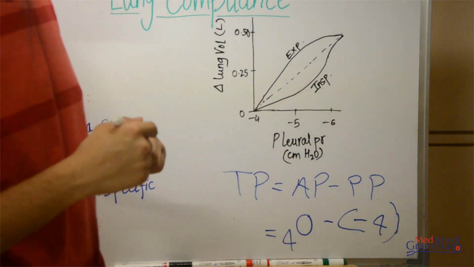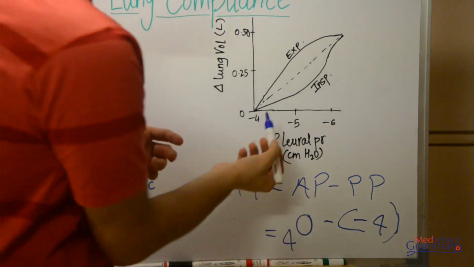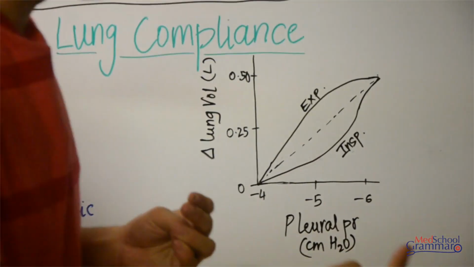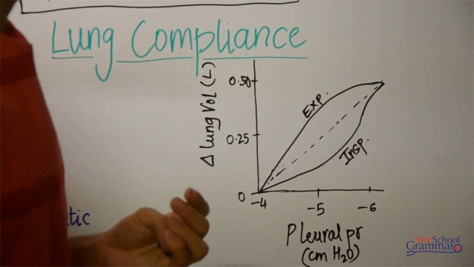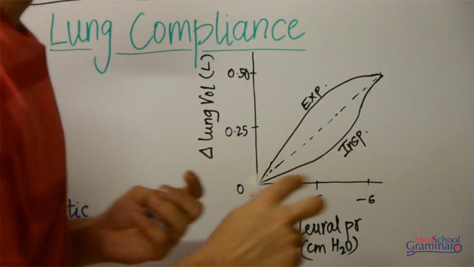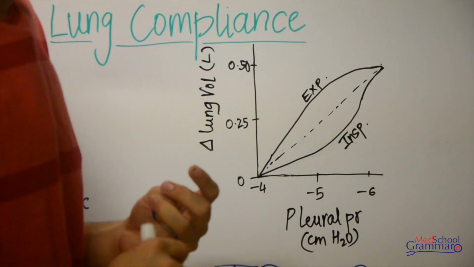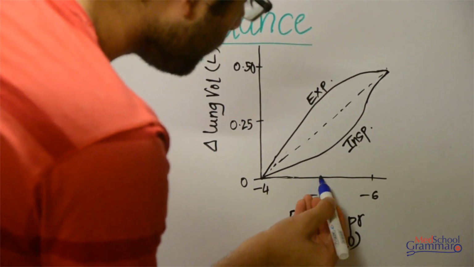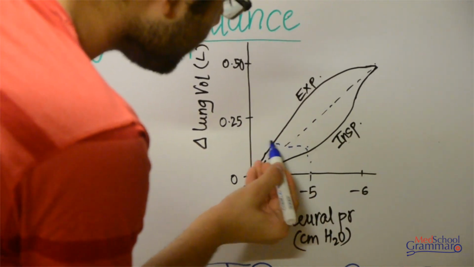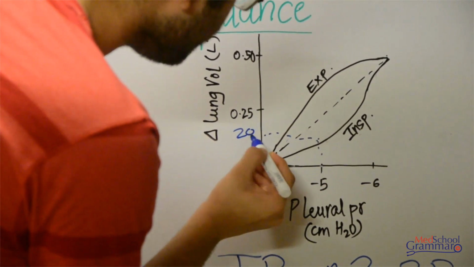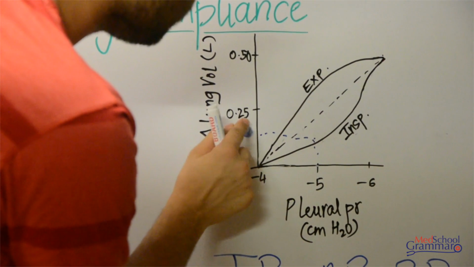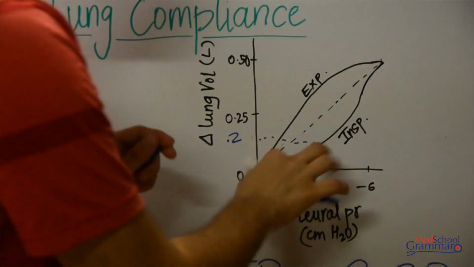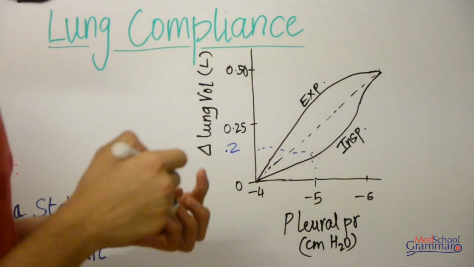Now moving on to the graph. As I said, since there is a decrease in the pleural pressure, there is an increase in the lung volume. And what was that for the normal healthy individual? 200 ml for each centimeter of H2O. So a change of 1 centimeter of H2O would reflect a change of approximately 200 ml, or 0.2 liters. So this is what this diagram means.